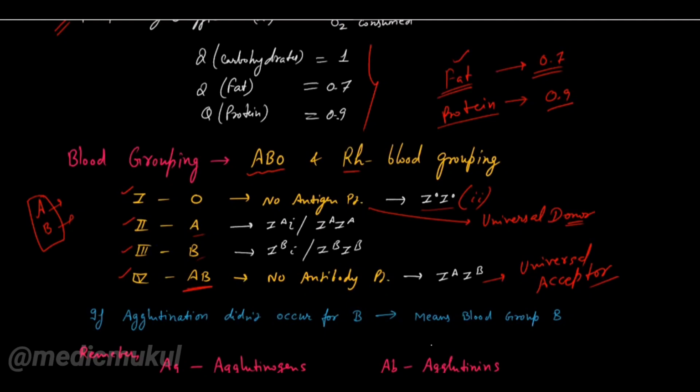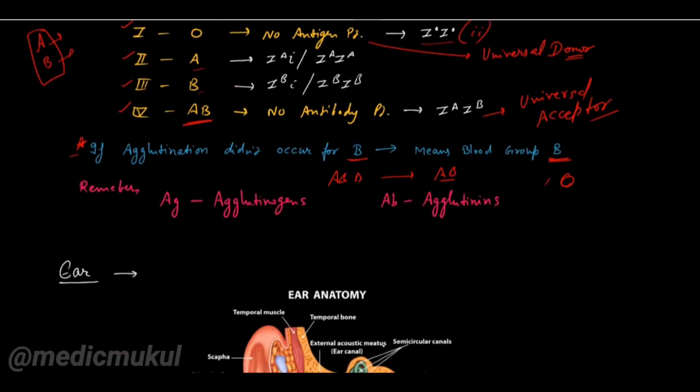So in a question, if agglutination did not occur for the B blood group, then the blood group is B. If agglutination is not occurring for A and B, it means the blood group is AB. If agglutination is occurring with all, that is the O blood group. And also remember that antigens are also called agglutinogens, and antibodies are called agglutinins.